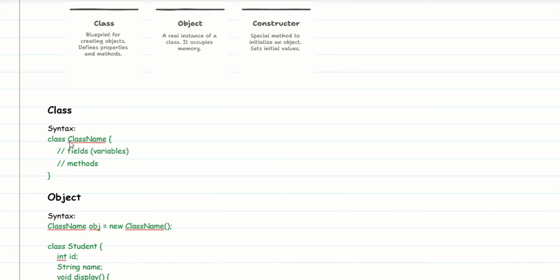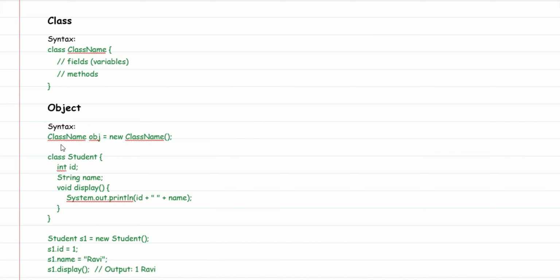An object is a real instance of a class. It is created using the new keyword, and it has its own memory and access to the methods and fields of the class. Here we have a class. To create an object of this class, we use the same class name, then an object reference or variable for the class we are creating, and a new keyword, and again the same class name with open and close brackets. This is how we create an object.